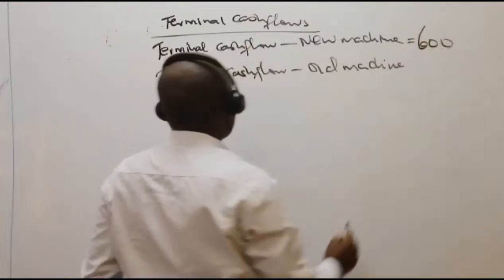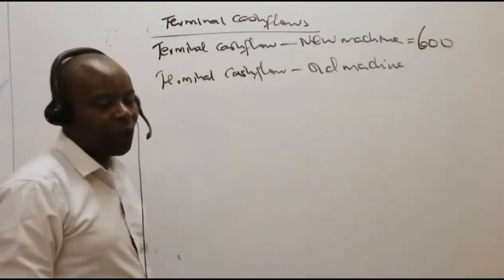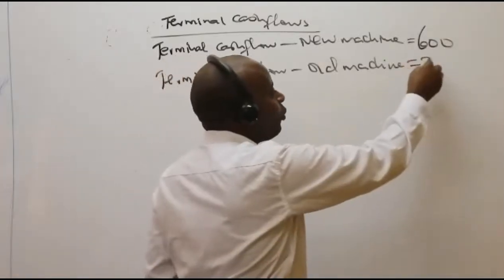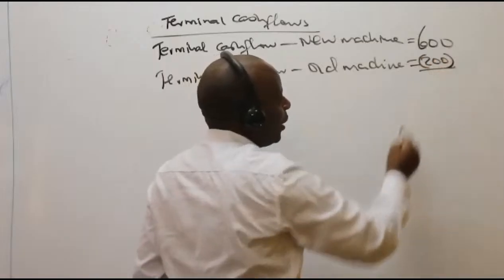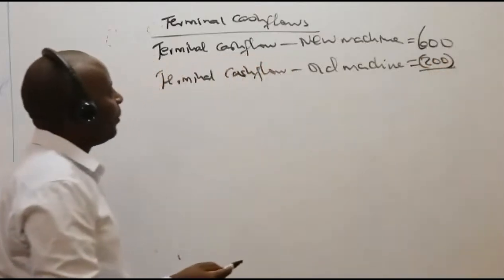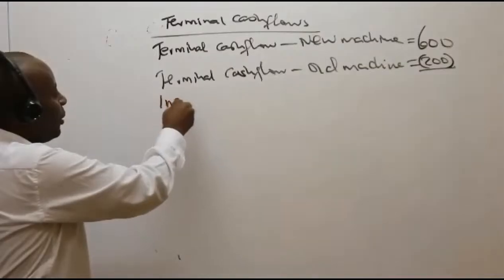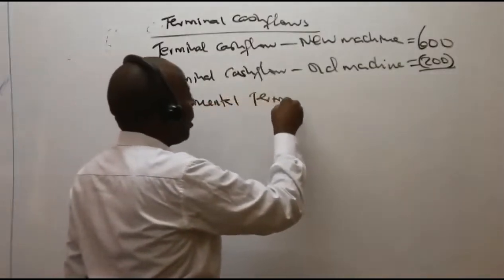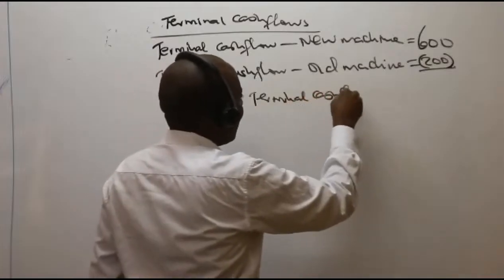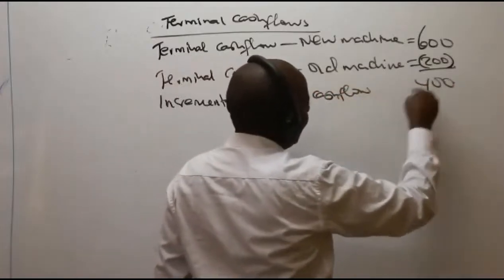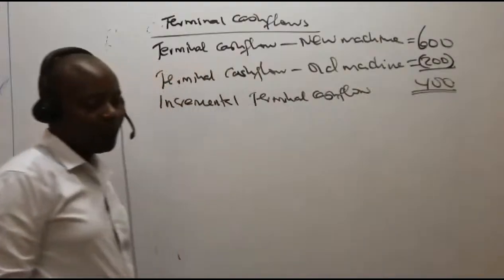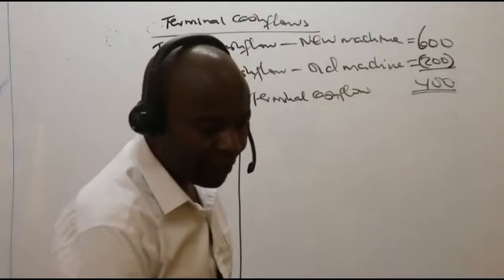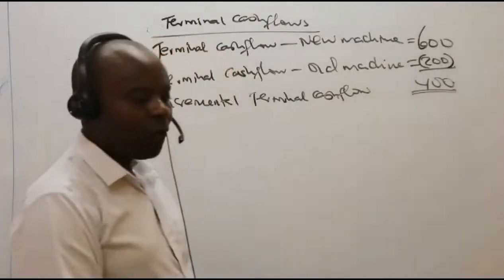How about the terminal cash flow of the old machine, which we'll have to forego? So it is 200. So in this case here, in short, ladies and gentlemen, our incremental terminal cash flow will be 400, like that. Remember that this is a one-off figure. It's a lump sum figure.